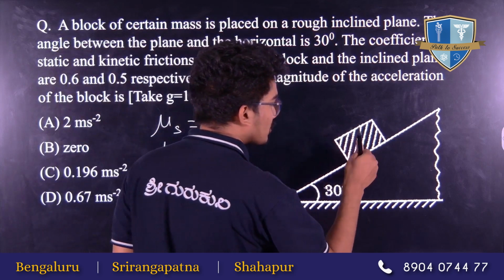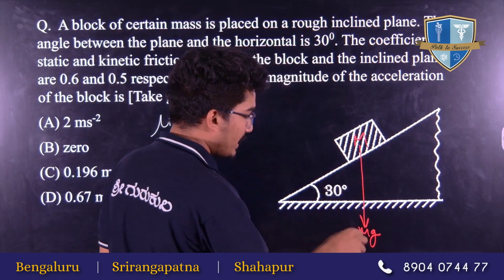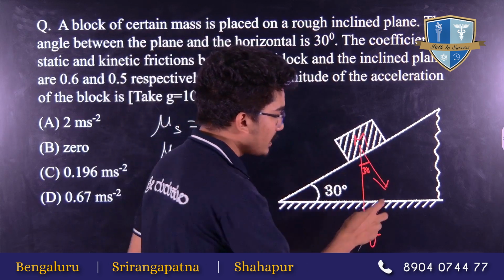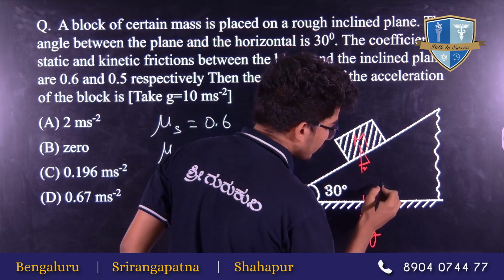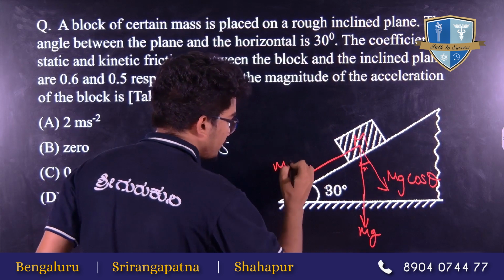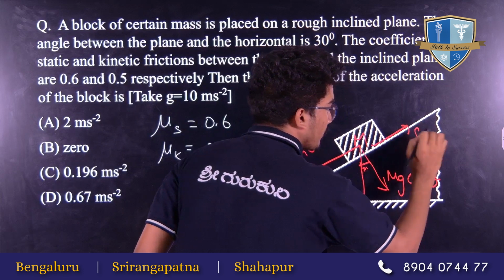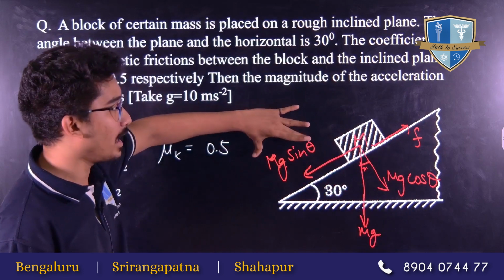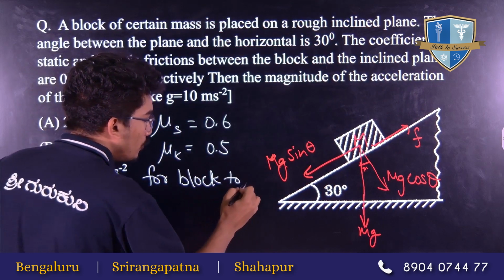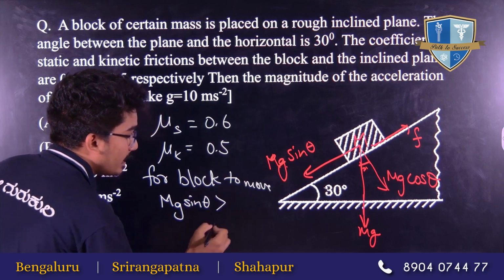Let's suppose the mass of the block is capital M. So there will be an mg force in the downward direction. If this angle is theta, this is 30, then this angle will also be 30 degrees. So let's divide it into components. This is mg, this will be mg cos theta, and along the plane it will be mg sin theta, and friction will be against it. Now for the block to move, mg sin theta should be greater than the static friction.